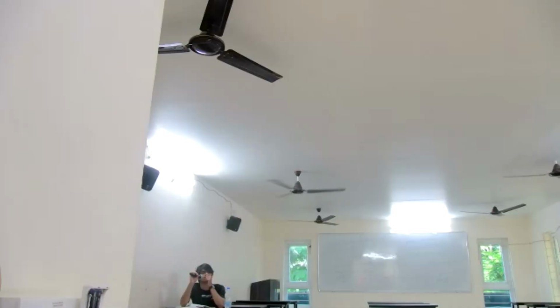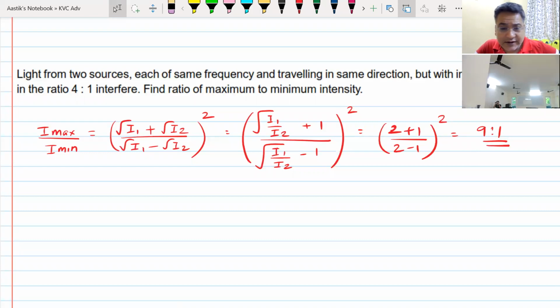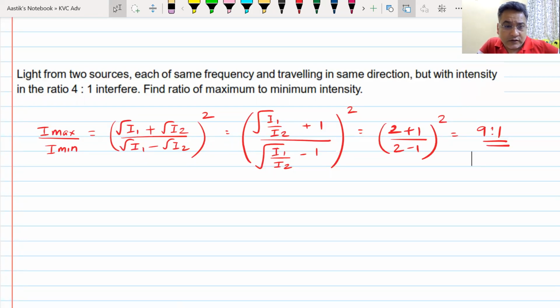Do we get this better? No, sir. I got disconnected. Is that so? Let me just take it again with you. So it will be (root over I1 divided by root over I2 plus 1) divided by (root over I1 by root over I2 minus 1), the whole square. So that will be 9 is to 1. We got this, yes or no? Yes, sir. Well done. I'll give you 2 minutes to note this down.